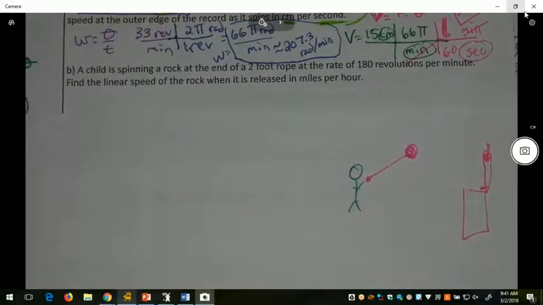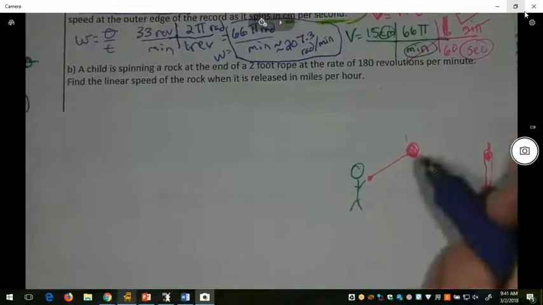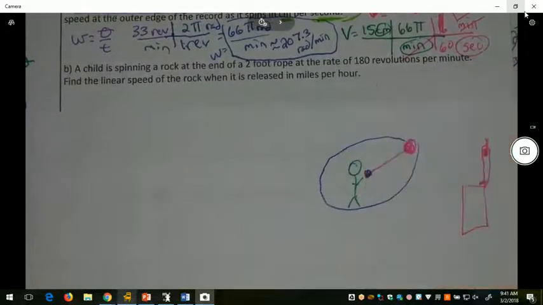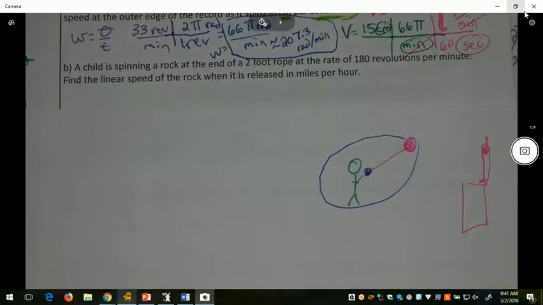So anyhow, they're spinning this around. Is he spinning it around a fixed point? You betcha. That point right there. So what's the radius of this thing? 2 feet.